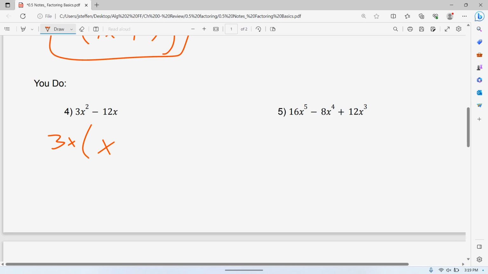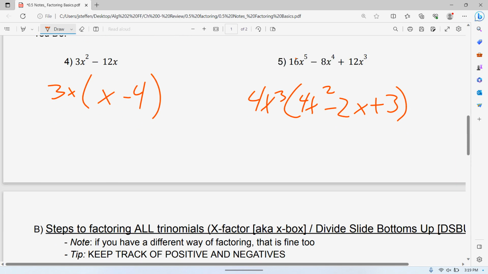Negative 12 divided by 3 is negative 4. I had 1 x and I took it out. Over here, the greatest common factor is 4x to the third. So 16 divided by 4 is 4. I had 5 x's, I took 3 of them out. Negative 8 divided by 4 is negative 2. I had 4 x's, I took all of them out. I'm sorry, I took 3 of them out. Said the wrong thing, and I wrote the right thing. 12 divided by 4 is 3, and I had 3 x's, I took all of them out, so that is all I have left.